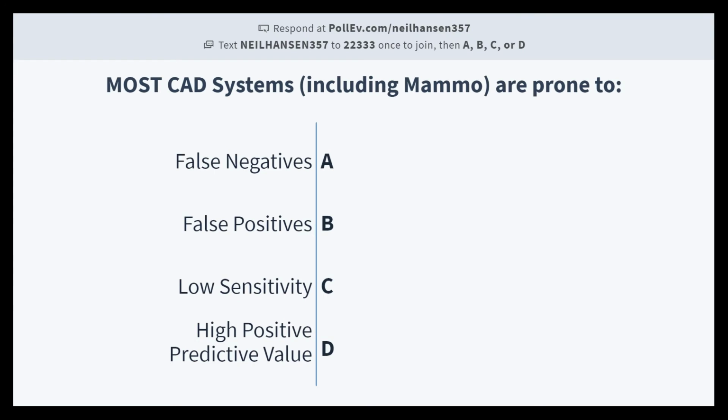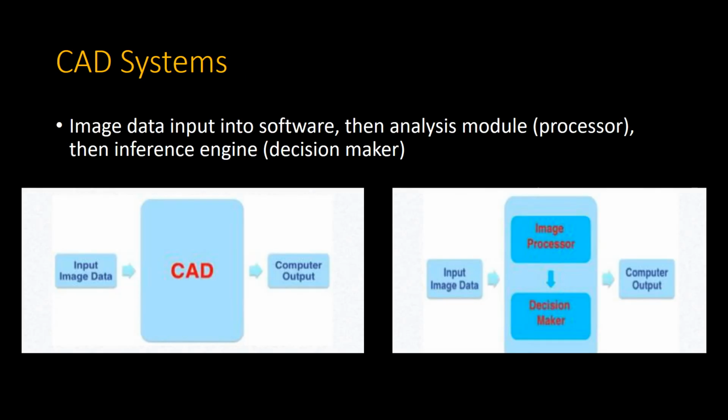All right, most CAD systems, including mammography, are prone to which of the following? Pause now if you need more time. The correct answer is false positives. Most CAD systems are really prone to false positives.